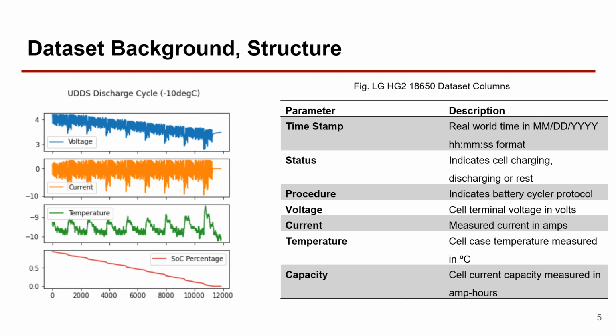The dataset contains these columns. It contains the timestamp, it contains the status, which indicates if the battery is at rest or if it's charging or discharging. It contains the procedure that's being used, the voltage at any point in time during the test, the measured current, temperature, and capacity.